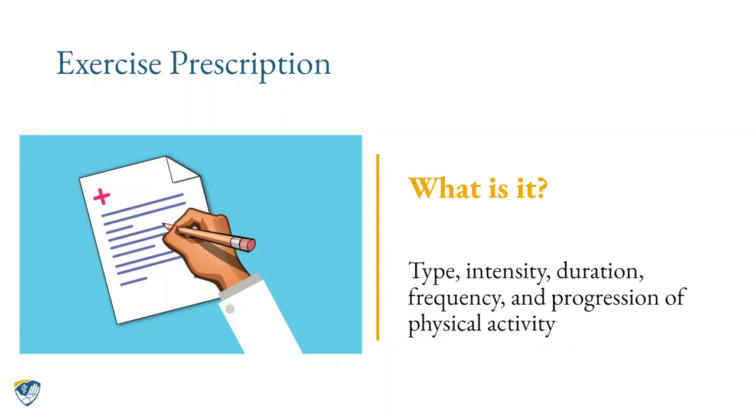So what is it? By definition, exercise prescription is the type, intensity, duration, frequency, and progression of physical activity. These 5 elements are applicable to the development of exercise programs for individuals regardless of functional capacity, age, and the presence or absence of cardiovascular disease risk factors or cardiovascular disease itself.